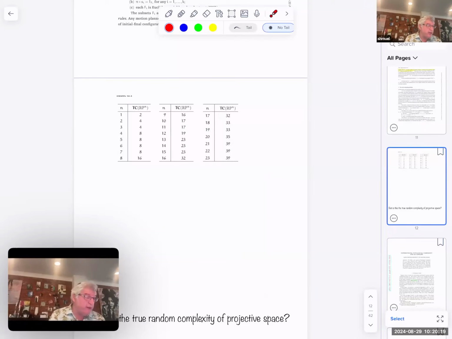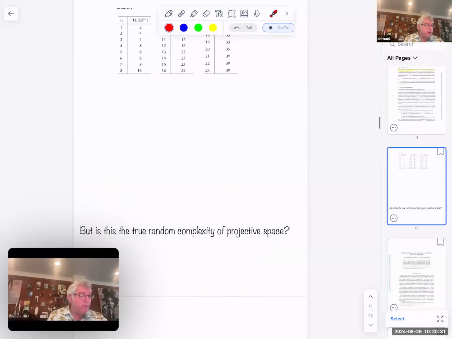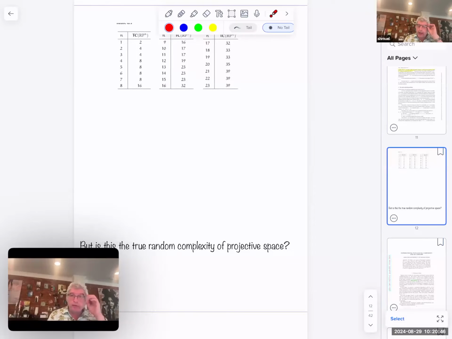Okay, and that paper and that result is of course correct. But what I'd like to ask you is, is this really the complexity? If I were on RPN and I give myself access to randomness, is that really the right complexity? So I'm going to ask you to make a mental picture now.